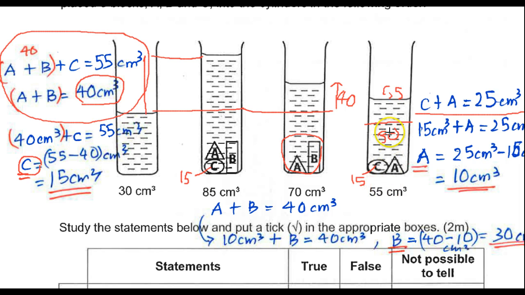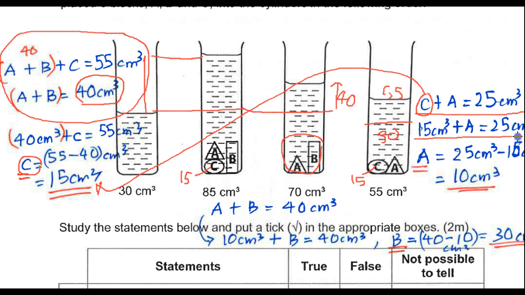55 takes away 30 is 25. Okay, now we have found out that C is actually 15, right? So we put 15 here. C plus A is 25.